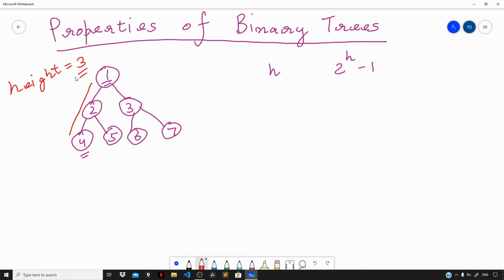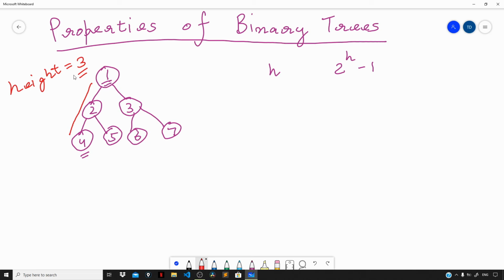And here we are taking the assumption that the height of a tree with a single node is considered as 1. So if you take just this node, which is the root node 1, so this is at height 1. If you take 2, this is at height 2. If you take 5, this is at height 3, which is same as for 4, and 6 and 7 as well. So 6 and 7 are also at height 3. And since we are not having any more nodes after this level, therefore the height of the tree is 3.